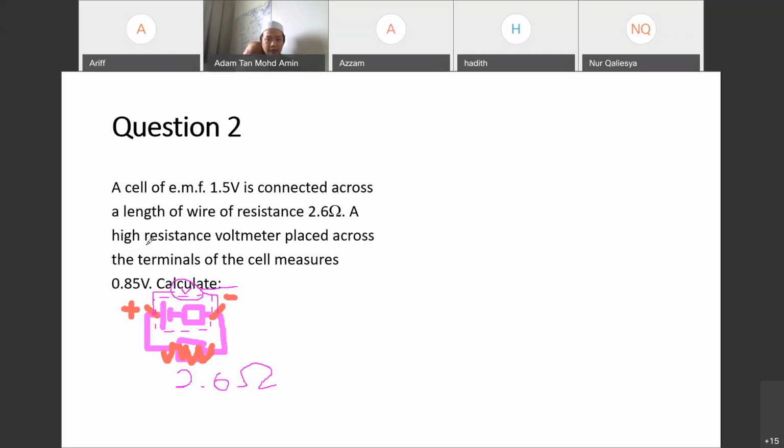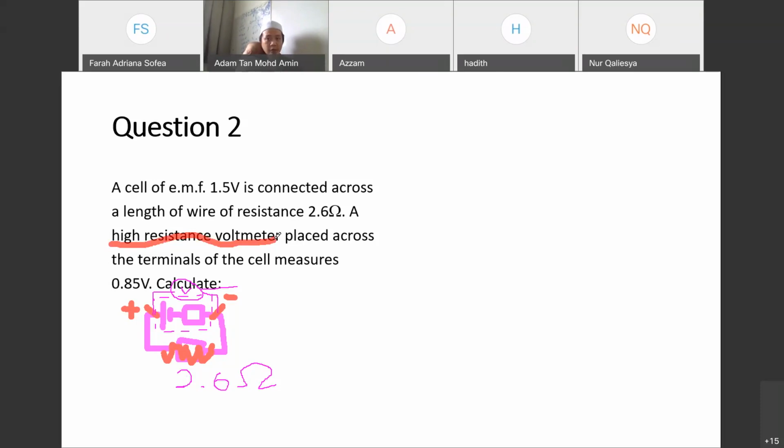Okay. Another question. Why is it mentioned here high resistance voltmeter? Anyone? Because so that the current doesn't flow through the voltmeter. Thank you very much. So that the current will not be flowing into the voltmeter. So there is a little current flowing to the voltmeter, but its resistance is negligible there.